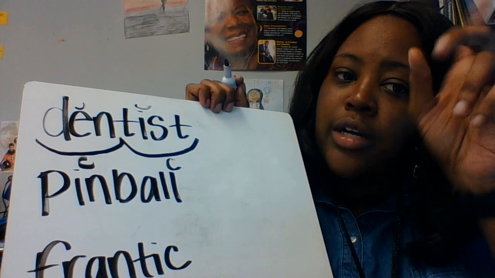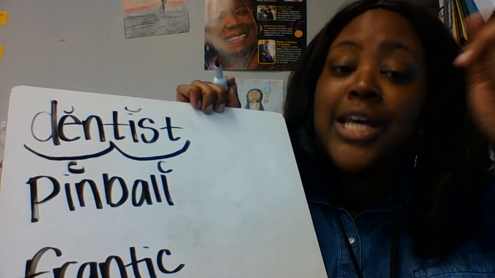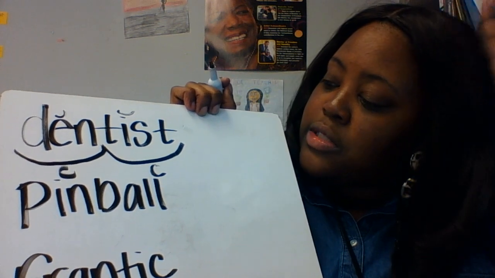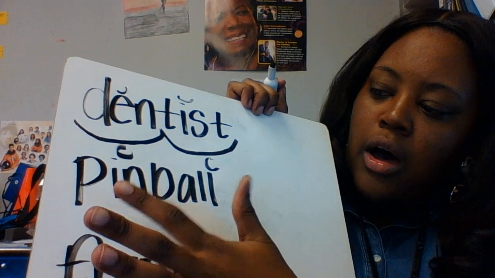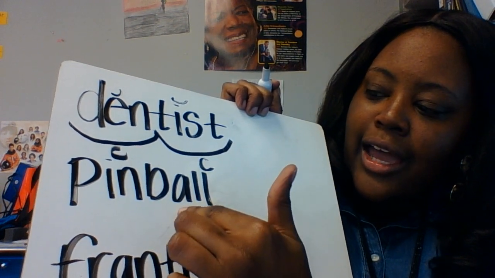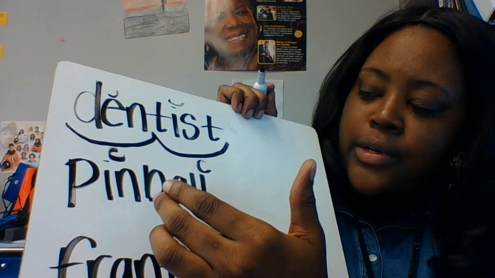Pinball, you can look at one of two ways. I can work my syllable division rules just like I did with dentist. I can look for my vowels. Pinball. The I and the A, there are two consonants in between there. You split down the middle.